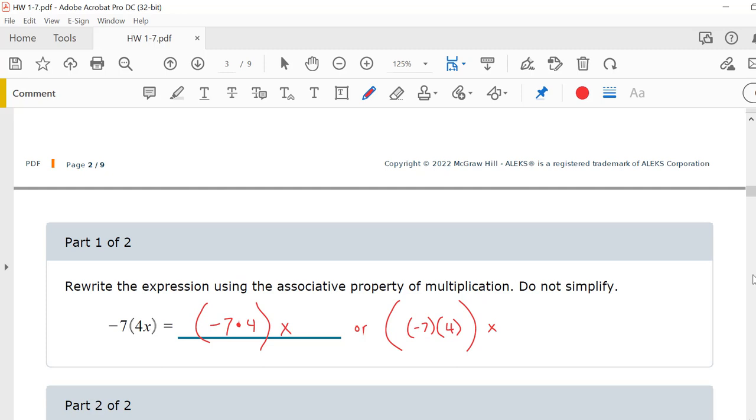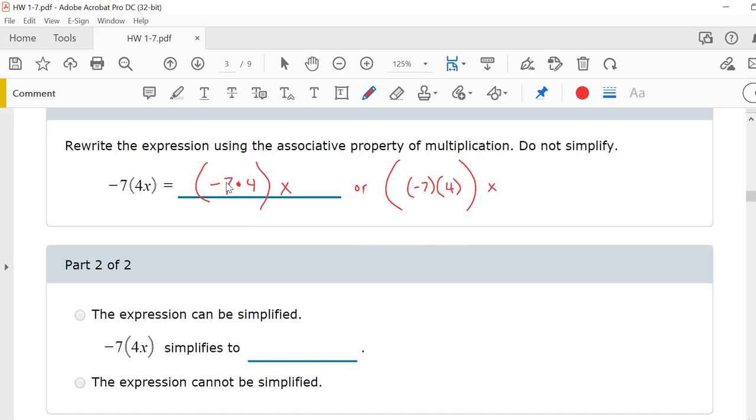Okay, can you simplify this? Can you do negative 7 times 4? The answer is yes, you can simplify that. Negative 7 times 4 is negative 28. And then you have times x. You might write it just as negative 28x.